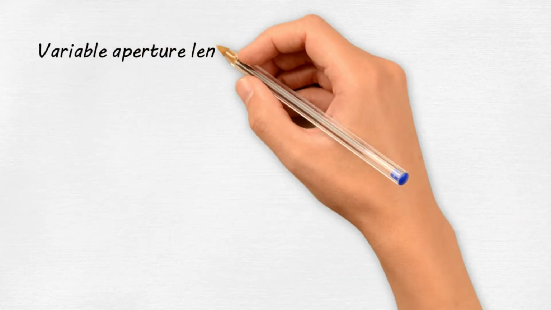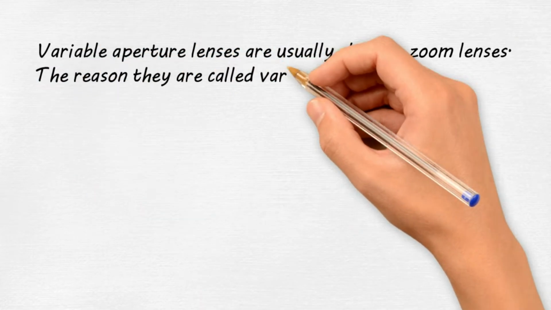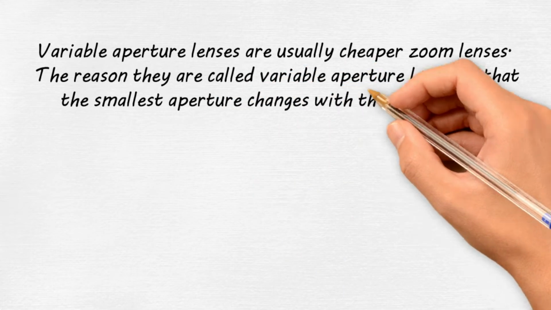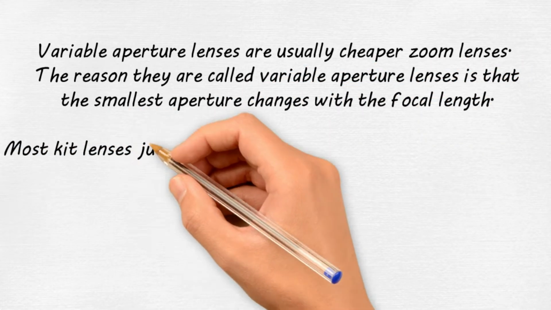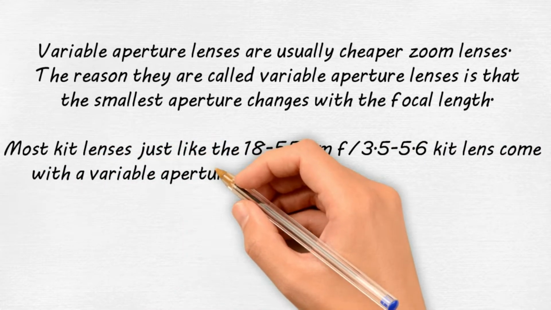Variable aperture lenses are usually cheaper zoom lenses. The reason they are called variable aperture lenses is that the smallest aperture changes with the focal length. Most kit lenses, just like the 18 to 55 mm f/3.5-5.6 kit lens, come with a variable aperture.